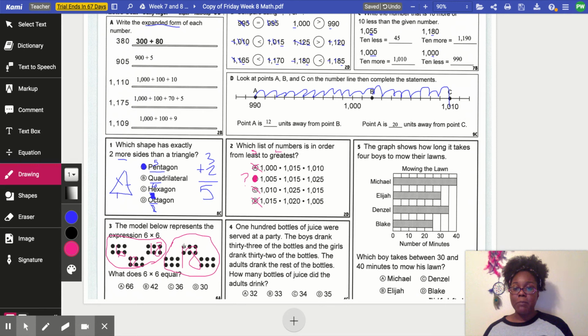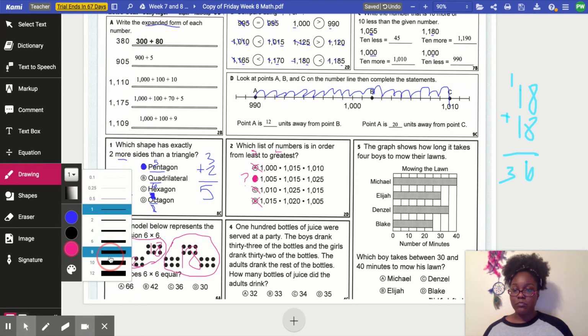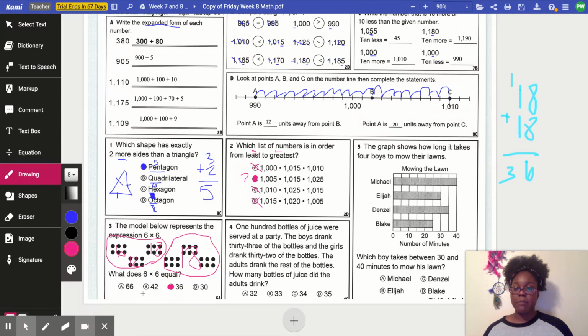Now I can put both of these numbers together and add 18 plus 18. And 18 plus 18 gives me 36. 8 plus 8 is 16. 1 plus 1 plus 1 is 3. So on this one, my product is 36. Remember, the product is the answer to a multiplication problem.